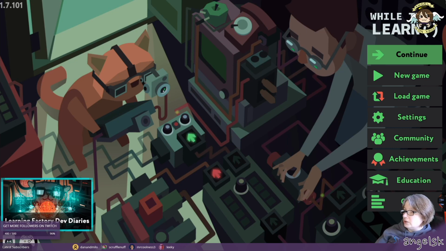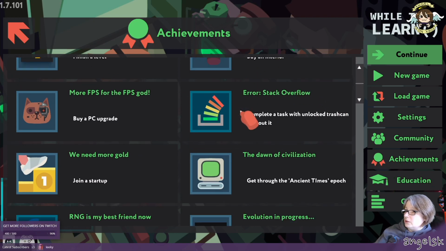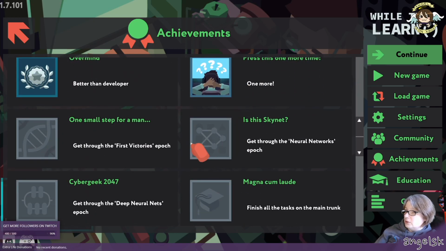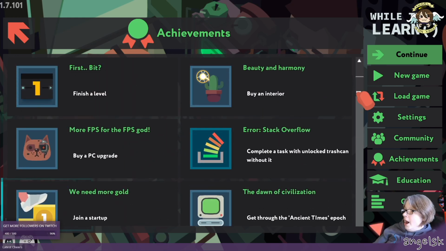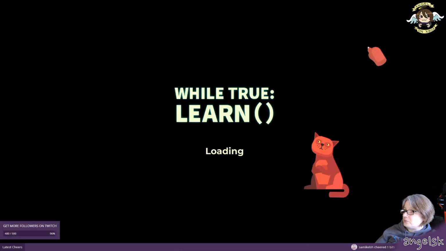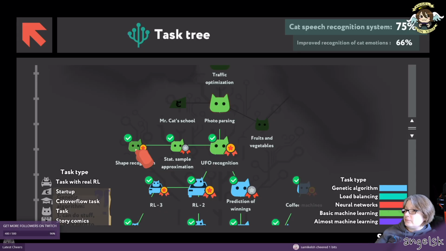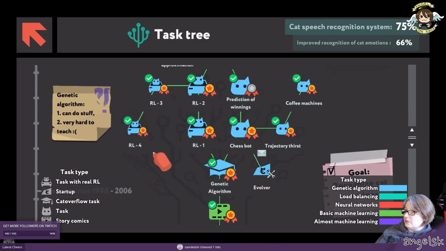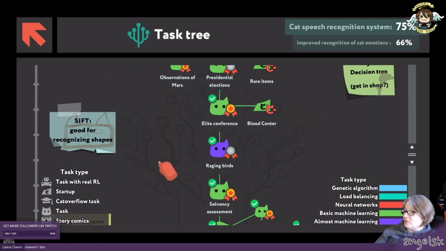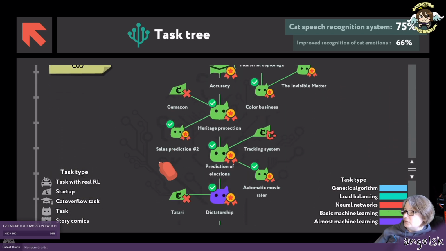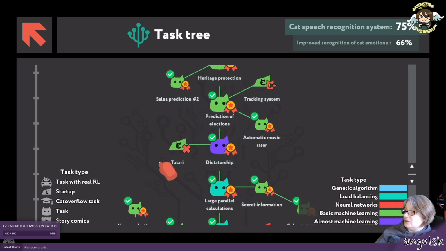Right, so we are working our way through the epochs. We're into the first victories one. So we will continue. Yeah, we've gotten a couple of silvers. Don't quite understand the genetic algorithm or the car driving stuff, but hey, we've got through some of that. We failed some startups, we cashed out some startups.